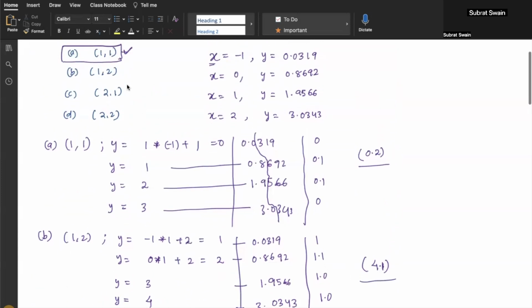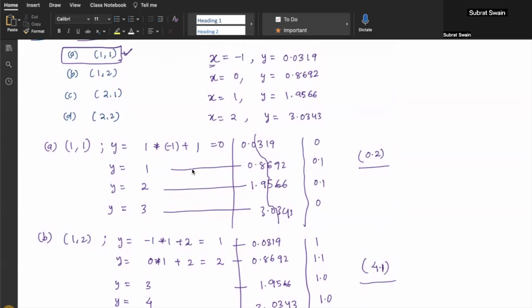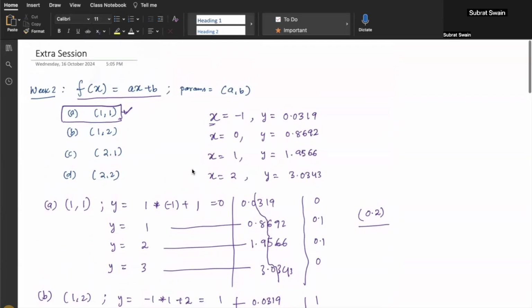And the sum comes out to be 4.1. Similarly, if we try to find for 2 and 1, it will happen. And for 2 and 2, it will similarly happen. So by evaluating all these things, we came to a conclusion that if the value of the parameter is 1 and 1, it is giving us the lowest error. Hence, it is the optimal parameter that describes the data. Then option 1 is correct, right?